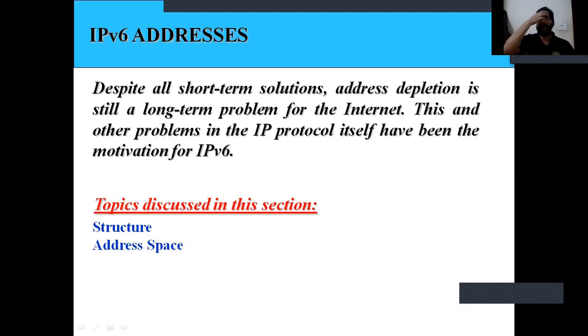So despite all short-term solutions, address depletion is still a long-term problem for the internet. This and other problems in the IP protocol itself have been the motivation for a new version. So the next version of IP addressing, like IPv6, is the extension of IPv4.